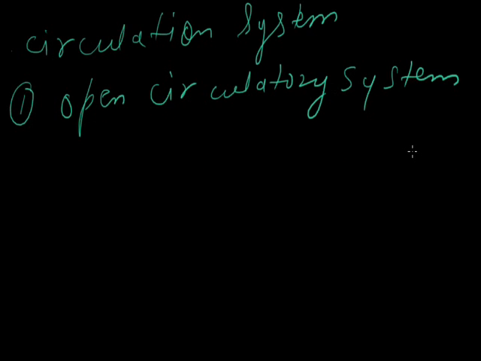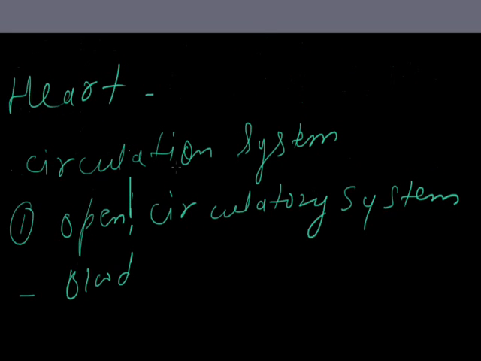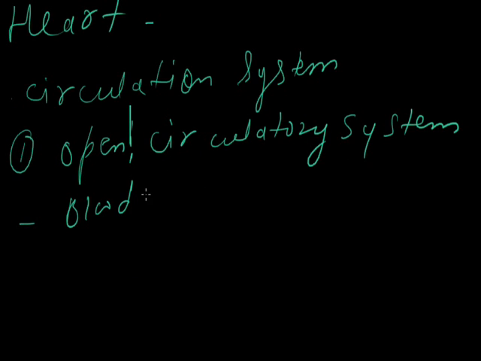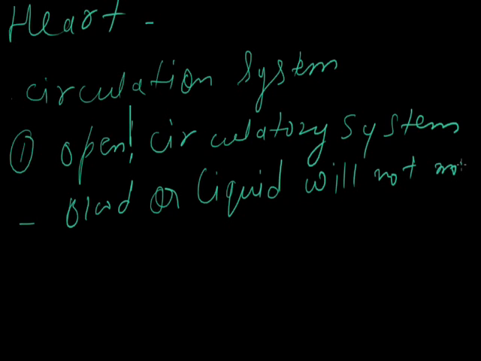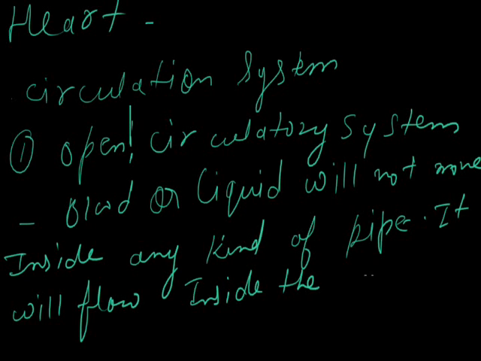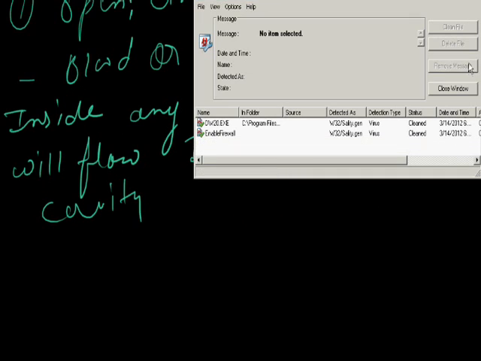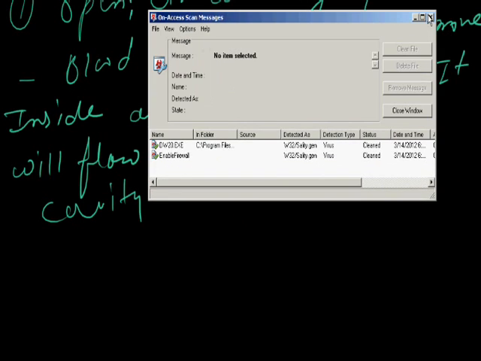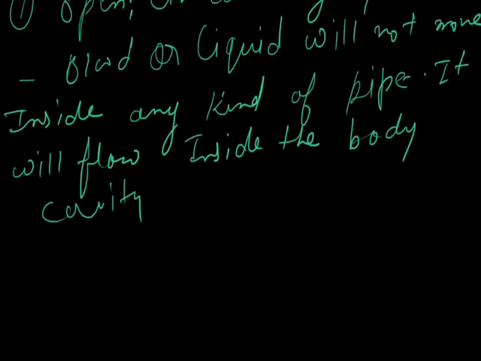In an open circulatory system, blood or liquid will not move inside any kind of pipe. It will flow inside the body cavity. In this system, blood will not move inside any vessels. It will basically move inside the body cavity, so there are no pipes present inside the body.